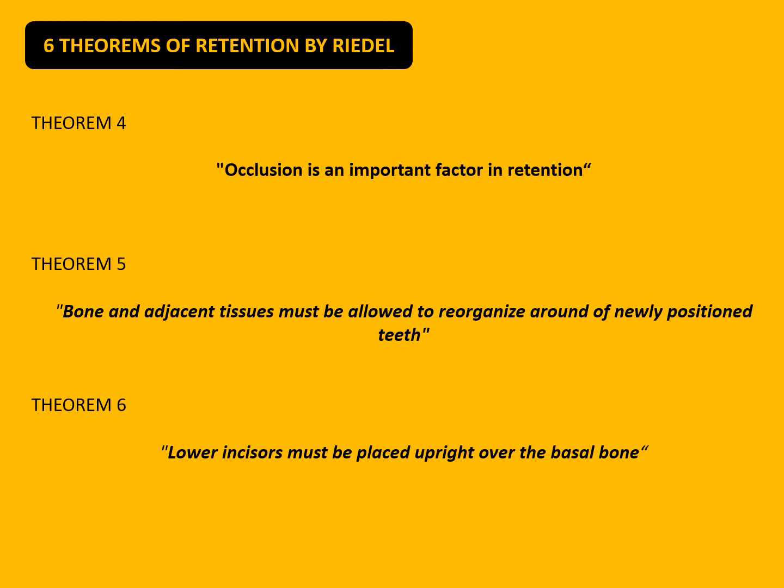Theorem 5, bone and adjacent tissues must be allowed to reorganize around newly positioned teeth. So we again discussed this. The perioral musculature or the gingival fibers need enough time to reorganize themselves so that they do not have any deleterious effects on the newly positioned teeth. Theorem 6, lower incisors must be placed upright over the basal bone.